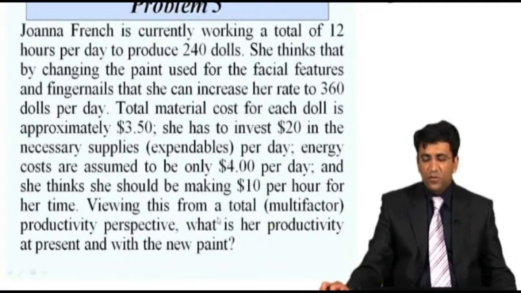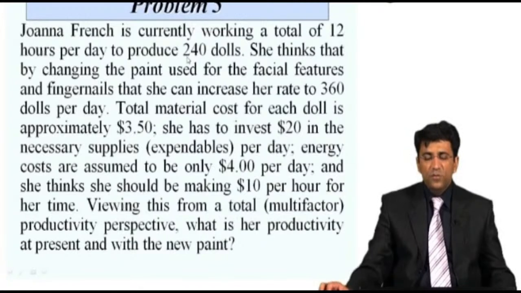Viewing this from a total multi-factor productivity perspective, what is her productivity at present and with the new paint? Now students, we have the different sorts of inputs, and output is already given. Again, by extracting the particular information from this example, we can calculate the productivity before and after the usage of the new paint. Now again, before the usage of the new paint, our output will be 240.